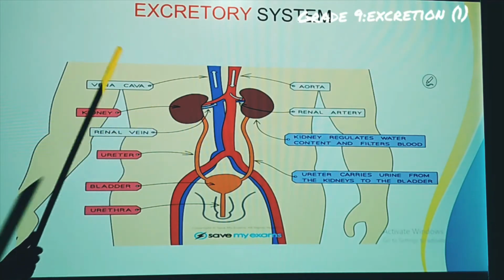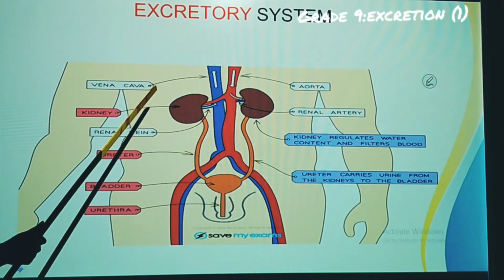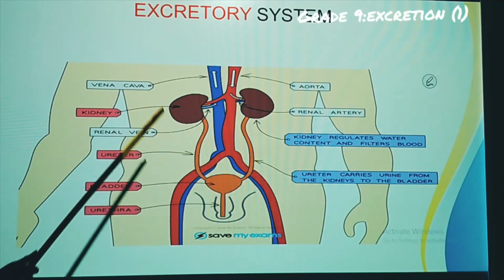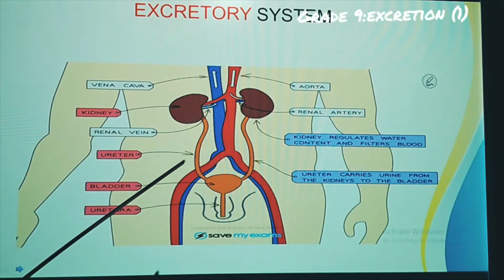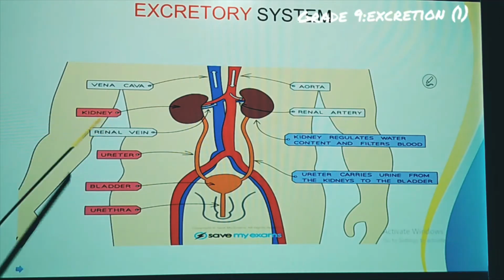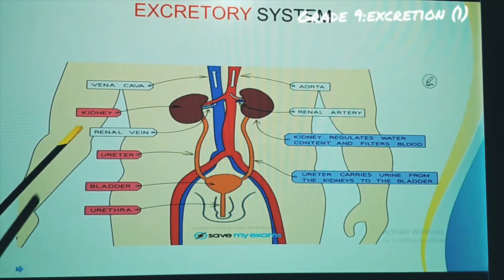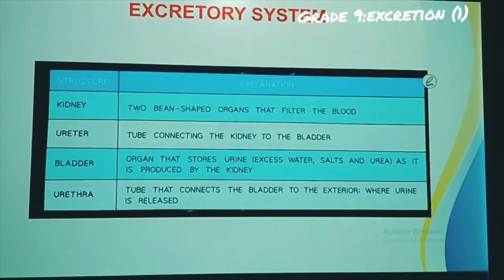Look at this, kidney, the bladder. So if the question says which structure connects the bladder to the kidney, the ureter. Which structure connects the bladder to the external part of the body? The urethra. Which structure filters blood, or which structure takes out waste? The kidneys. So let's go to the functions of these excretory structures.